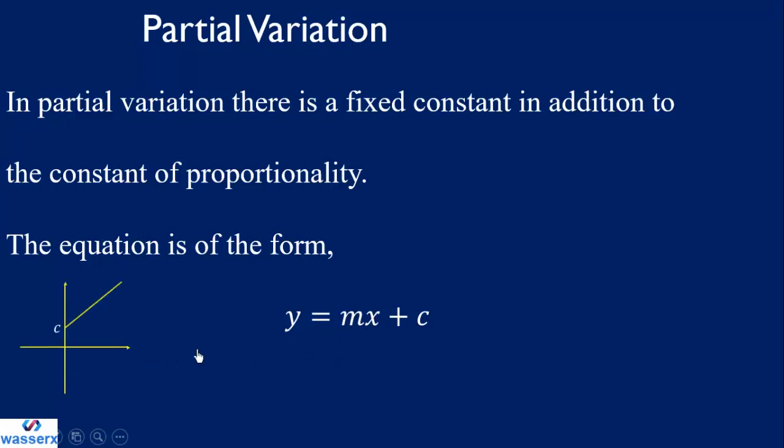So the graph of a partial variation is of the form y equals mx plus c, where c is the fixed cost or c is the fixed constant.